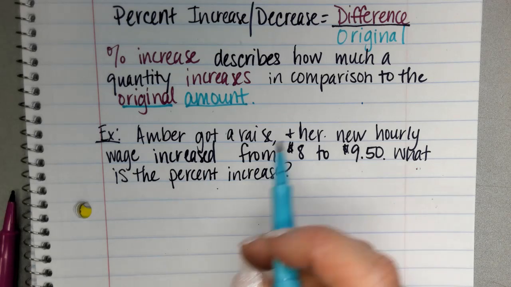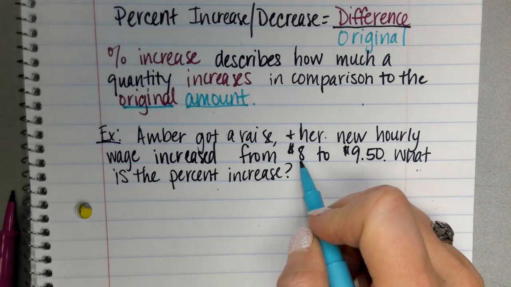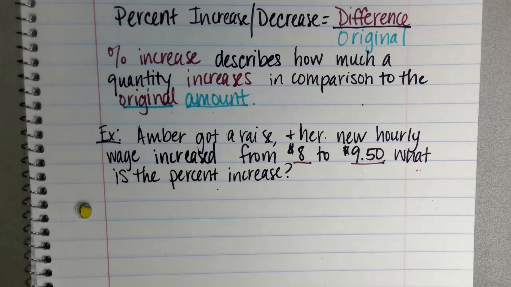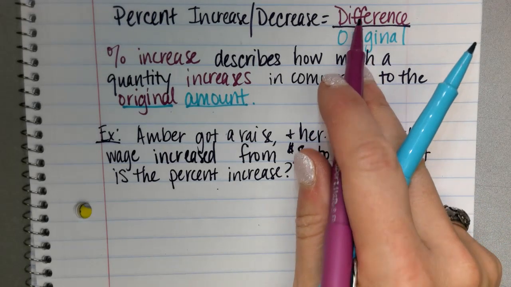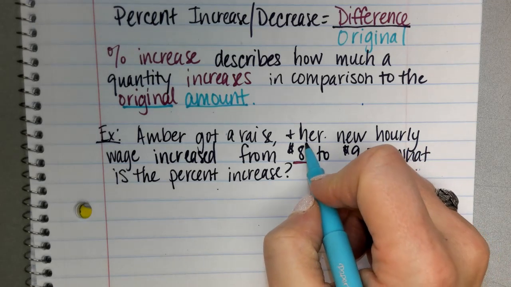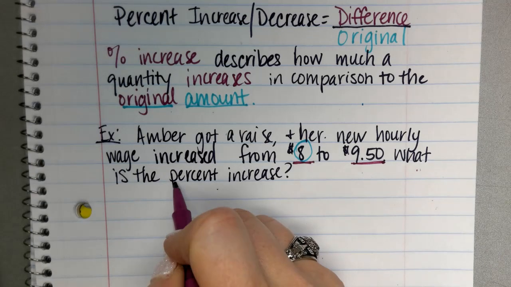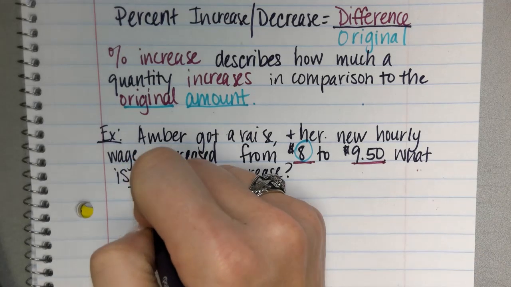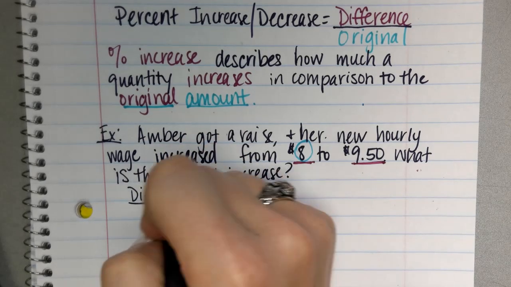Well, let's look at this word problem. Her new hourly wage increased from $8. So this is what we're going to be using to find our difference. $8 to $9.50. These are our two values that will help us to find the difference. And the original amount was her first amount, the $8. Okay? So we're trying to figure out percent increase. So let's set up our formula. We know our formula says it's the difference divided by the original.